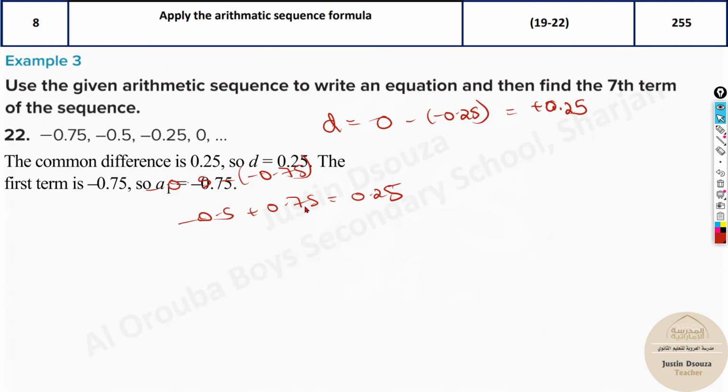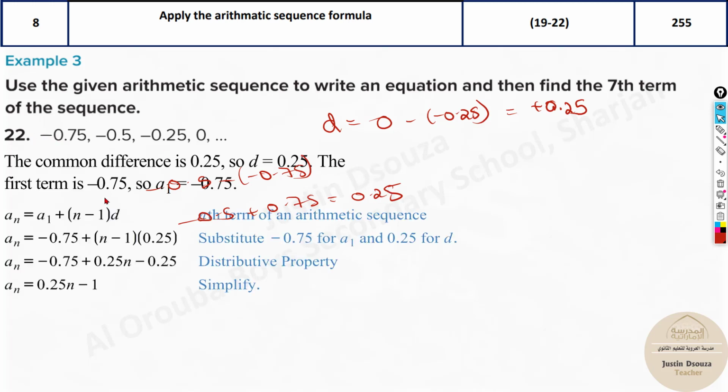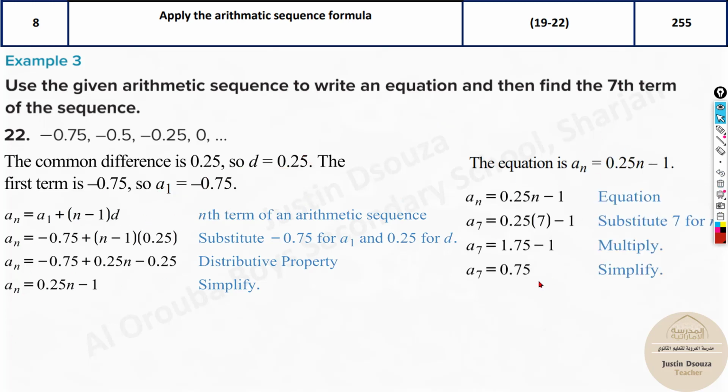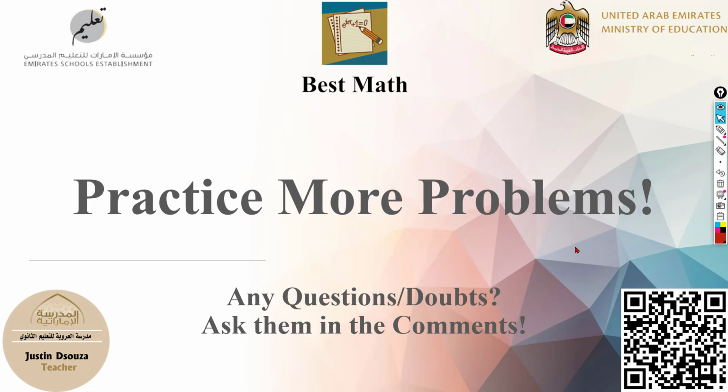So in this case, the d value is 0.25, a is over here negative 0.75. Substitute and get the answers. This is the equation. If you want the nth term, you just substitute the n value and get the answer. Very easy topic. Please make sure you remember the formula and you can easily solve the problems.